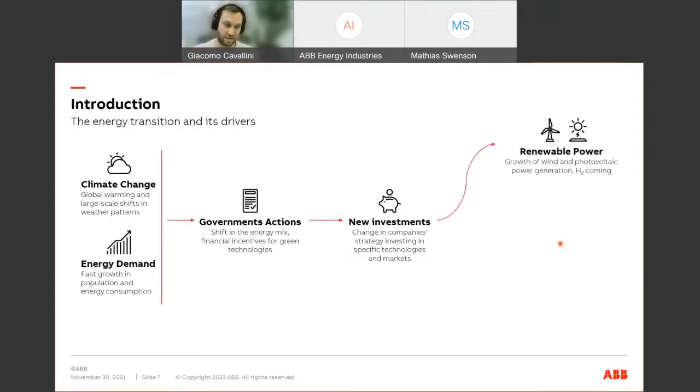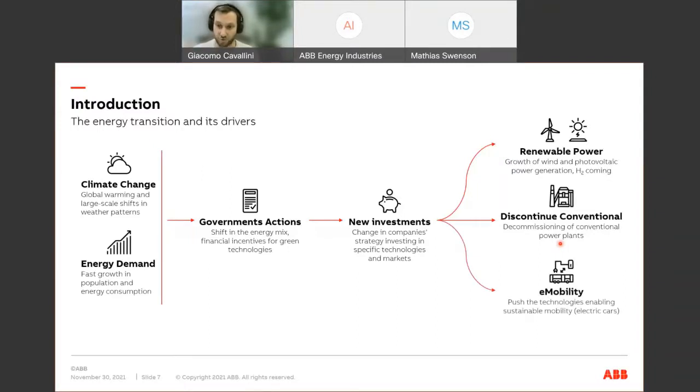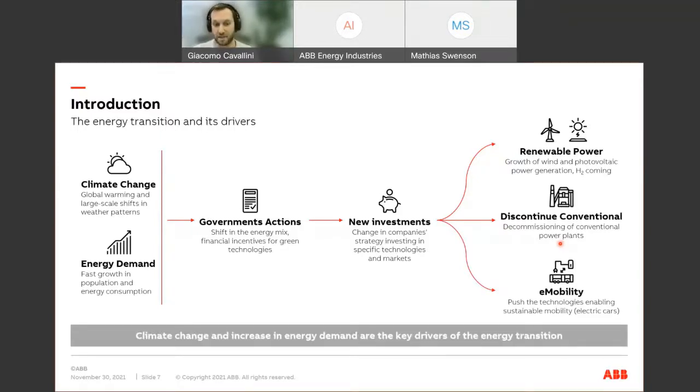One of the activities that is currently ongoing, and we know about that, is the increased install base of renewable power plants. This goes with the wind power plants, with the photovoltaic plants, and we also see that, for example, hydrogen production is coming into the picture right now. On the other side, we have the discontinuity of the conventional power generation units. For example, coal plants have been decommissioned and substituted by renewables. And the governments are also pushing for investments into e-mobility and a more sustainable environment. So all in all, climate change and the increase in energy demand are the key drivers for the energy transition that we are seeing right now.